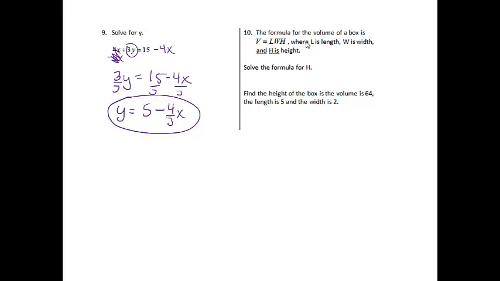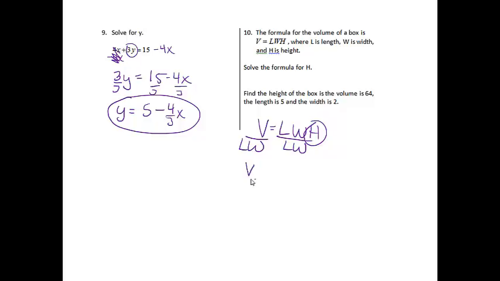Okay, number 10, the formula for the volume of a box is V equals LWH, where L is length, W is width, and H is height. So it says to solve the formula for H. So I'm going to rewrite it here. If you remember when we did problems like this, I always circled the variable we're solving for. And then notice since L and W are right next to H, that means multiply. So to undo multiply, we will divide. So we'll divide that side by LW, which means we also have to divide that side by LW.